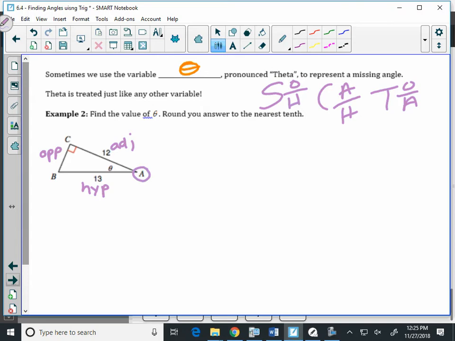Yep, you're right. Adjacent over hypotenuse. Which one of these are we going to use? Cosine. Good. So we're going to say cosine of theta, because that's the angle we're trying to find. Again, if you don't like it, put x. As long as you get the process right, I don't care what variable you use. Cosine of theta equals the adjacent over the hypotenuse, so 12 over 13.